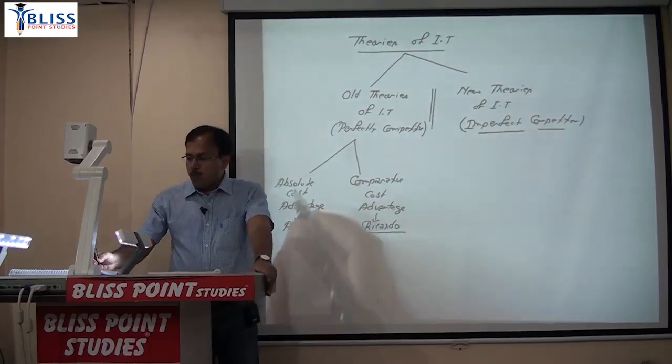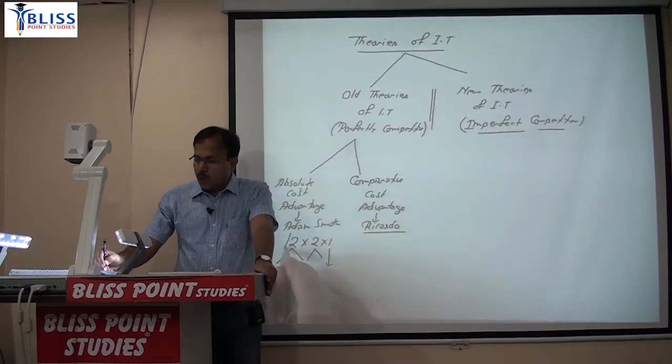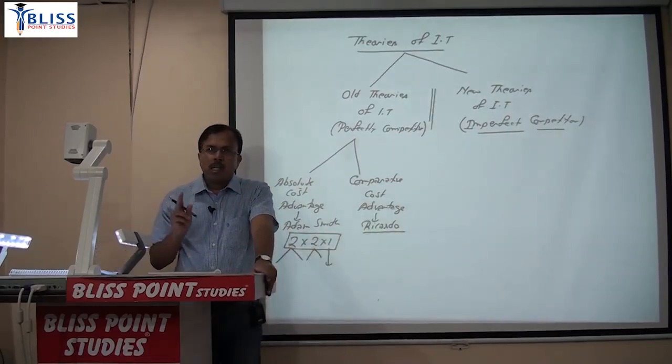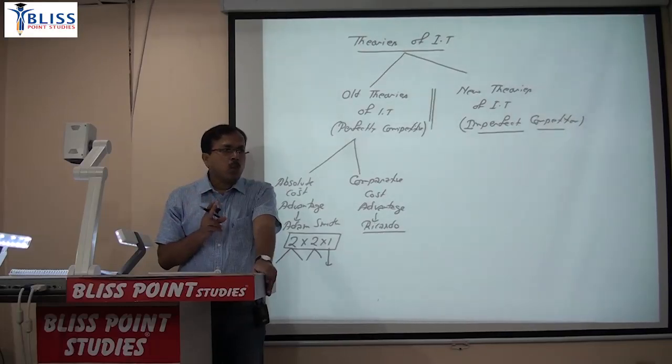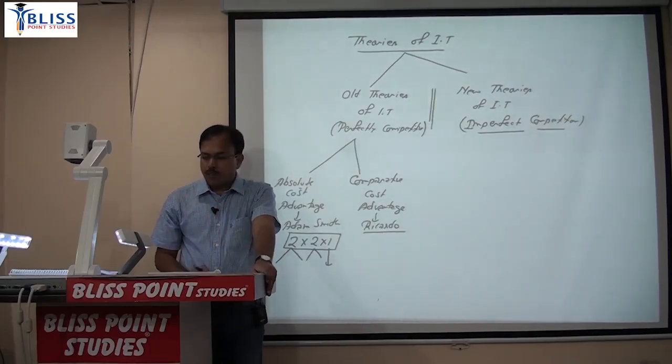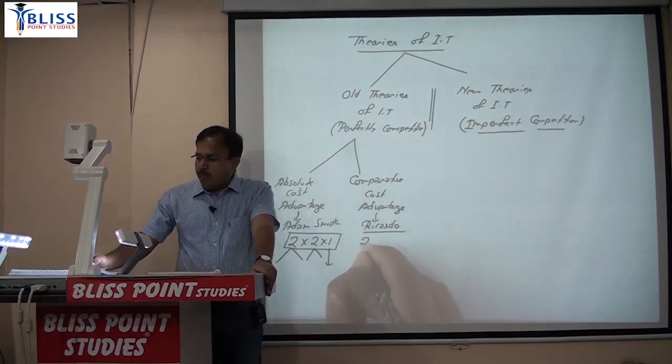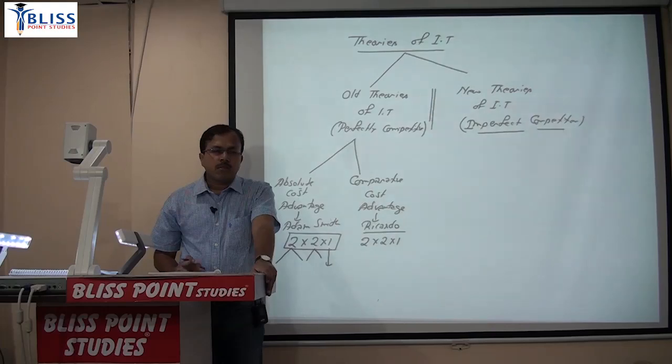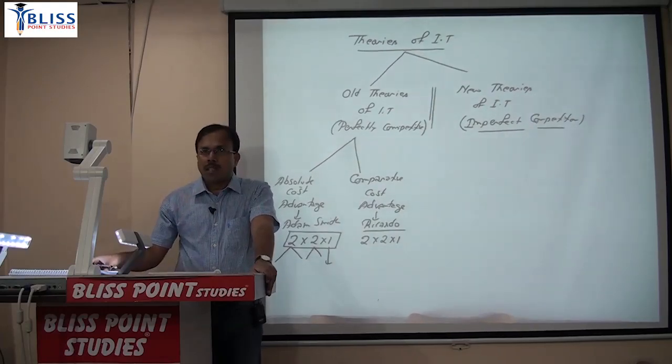So the absolute cost advantage model is basically a 2 by 2 by 1 model. I repeat, two countries producing two products by using only one factor of production. The same thing will be assumed by the Ricardian model also. It is also a 2 by 2 by 1 model. So two countries producing two products by using only one factor of production.